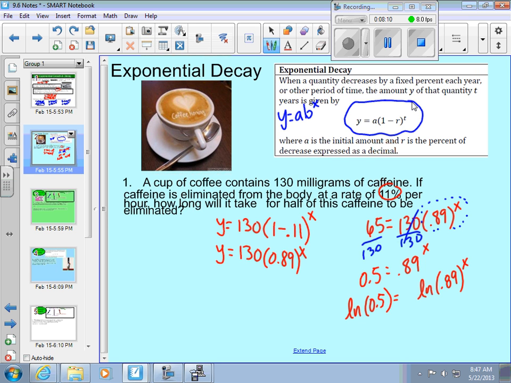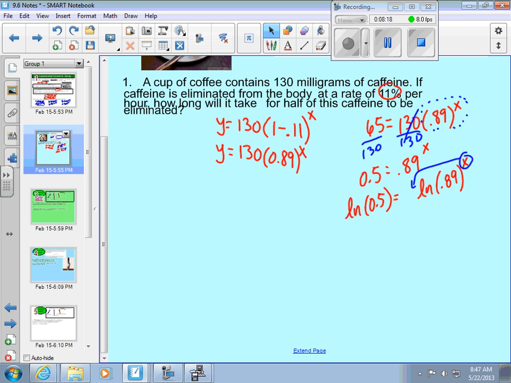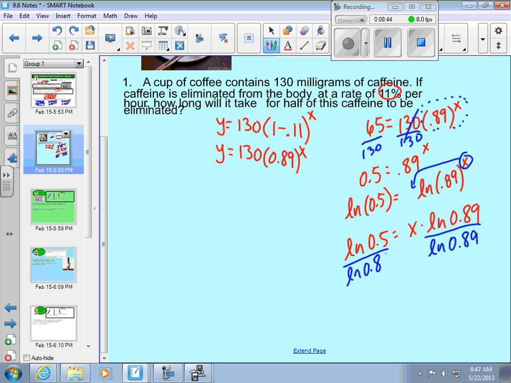Now what that allows us to do, using the power property of logs, is take this exponent and move it down as multiplication. So our problem now turns into ln of 0.5 equals x times ln of 0.89. We want to get x by itself, so our last step to get x alone is to divide by ln of 0.89 on both sides. That cancels out, and now we can figure out what x is.